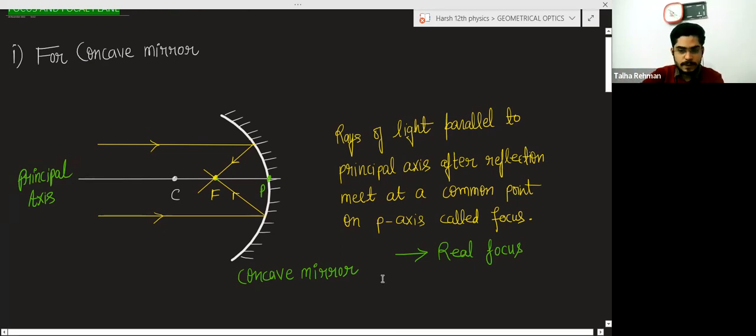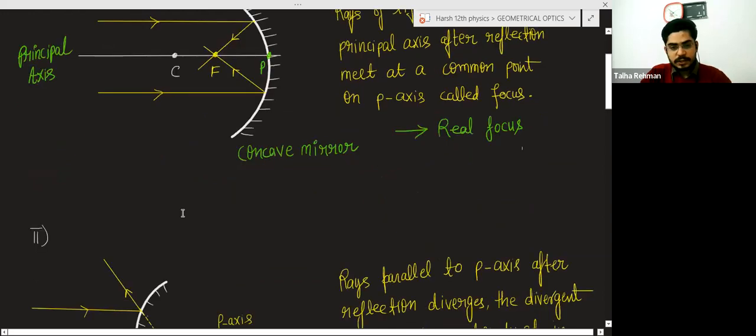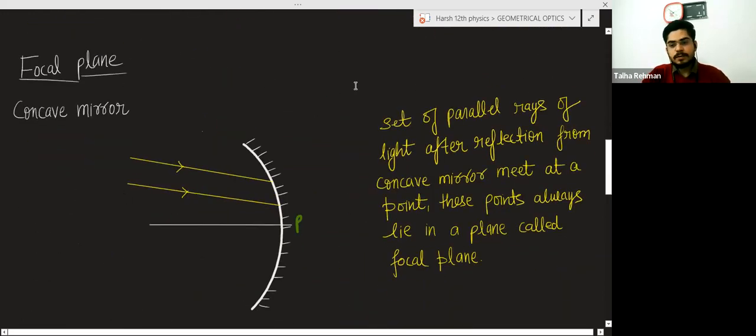Now we will talk about the focal plane, and focal plane is something different. See, what is focal plane? Earlier I have told you rays are parallel to the principal axis. Suppose these rays are not parallel to the principal axis, but these rays are parallel to each other. Then where after reflection will the rays meet? That will be defined by the focal plane.